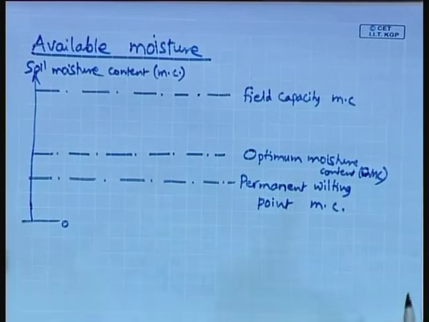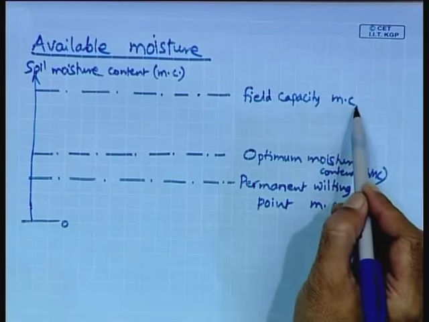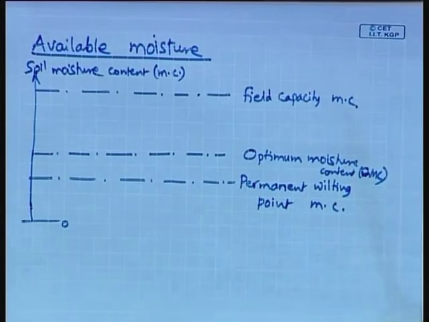So, essentially, this field capacity is the amount of water which is held in a soil after wetting and after drainage has become negligible. Generally it is after say 2 days of drainage. All the water which goes out through drainage gets drained out, and the moisture content which remains in that soil or rock sample is the one which represents the field capacity moisture content.